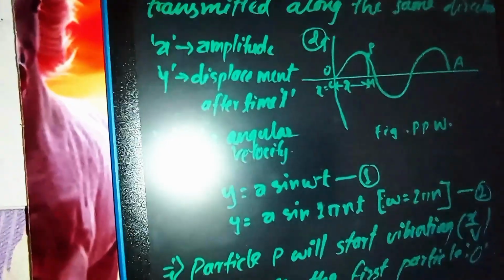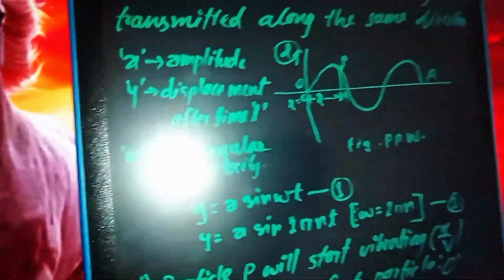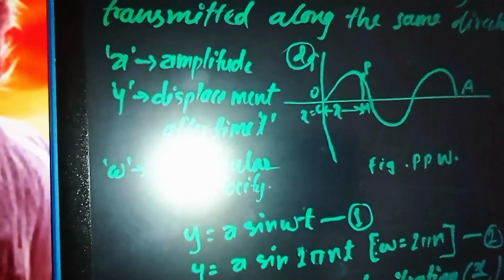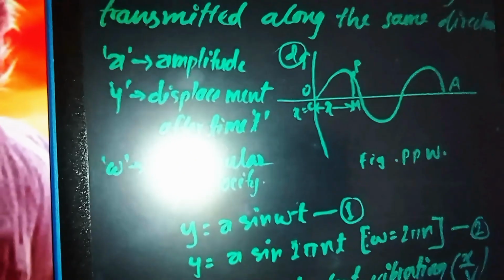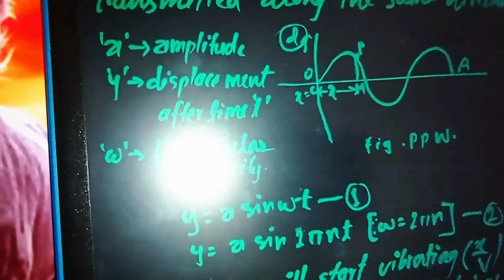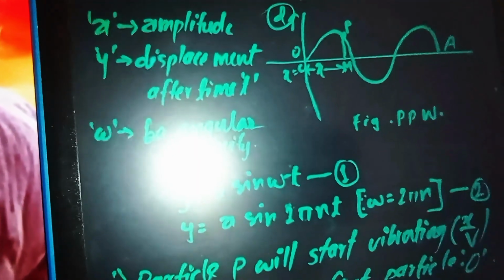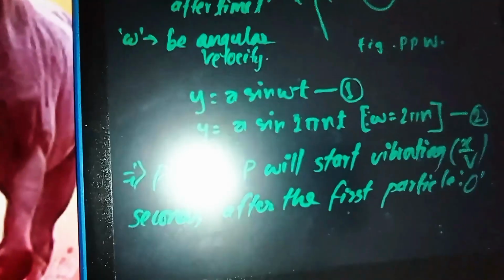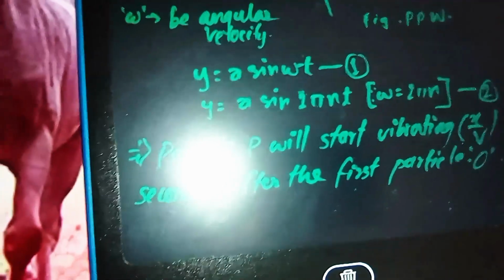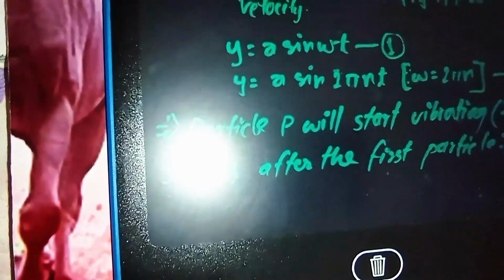So let us consider the wave is traveling from left O to right A in the figure, and let a be amplitude and y be displacement after time t, and omega be angular velocity. Then the equation of motion of particle at O is given by y is equal to a sin omega t, which can be written also as y is equal to a sin 2 pi n t, where n is the frequency of the vibration.